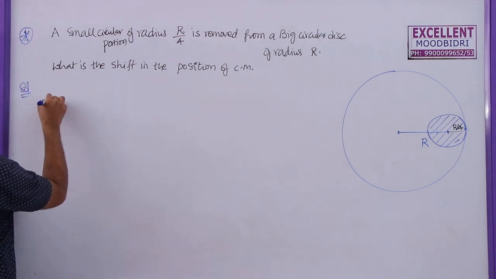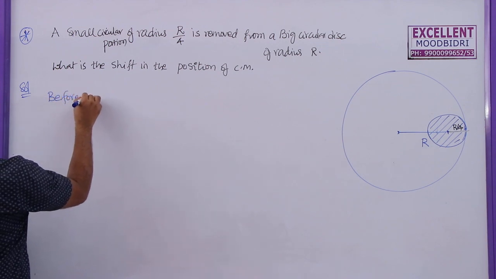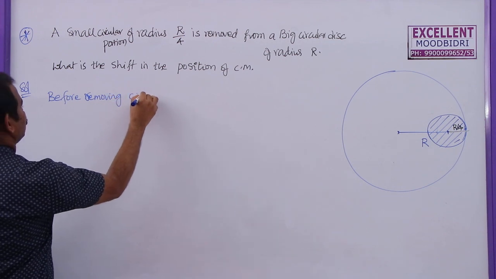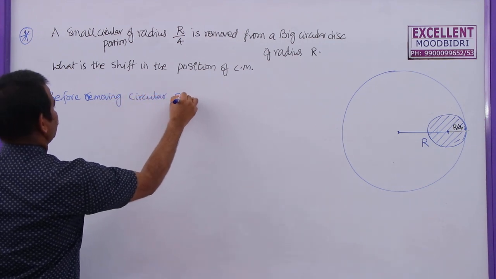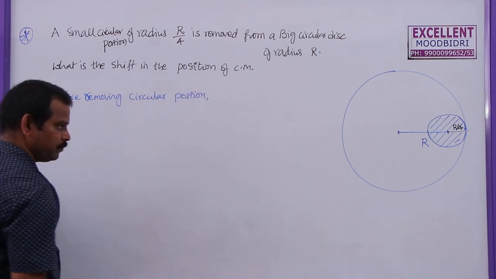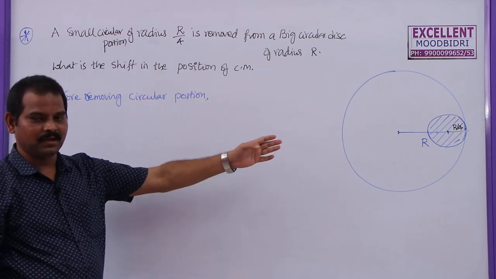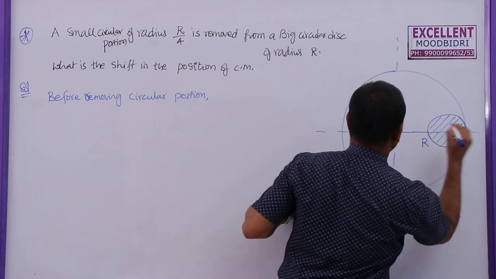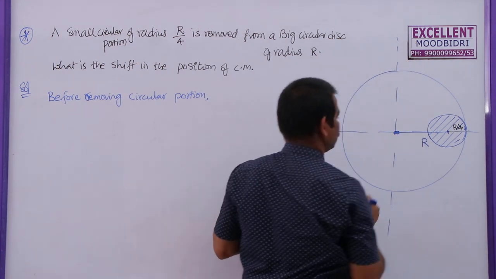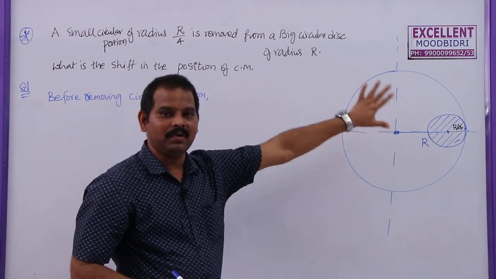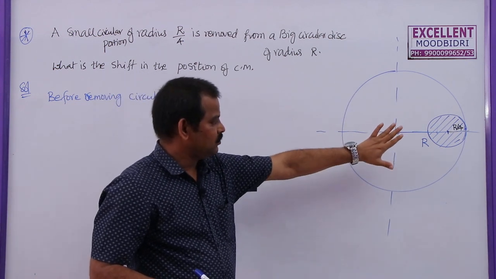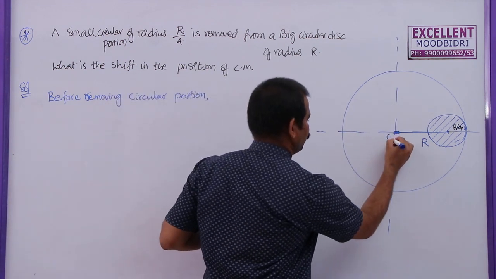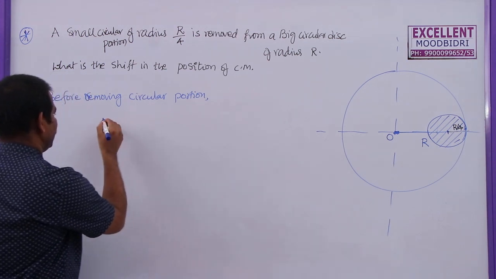So, solution. Before removing the circular portion, what would be the center of mass of this one? So we have to assume that this is the y axis, this is the x axis, this is the origin. As it is a symmetrical body, the center of mass will lie exactly at the geometric center of the symmetrical body. So let me take this as O. So O is the center of mass.